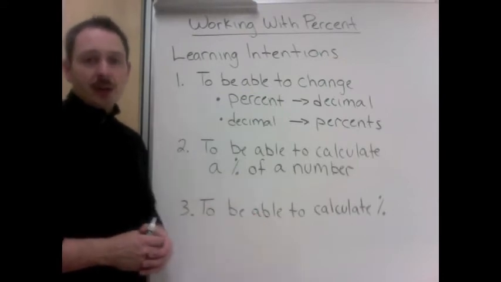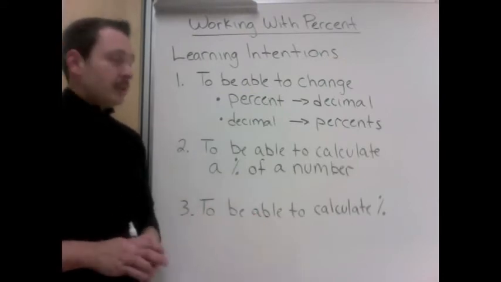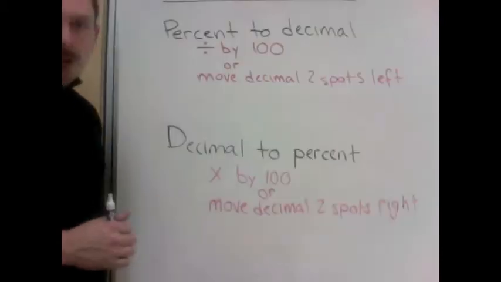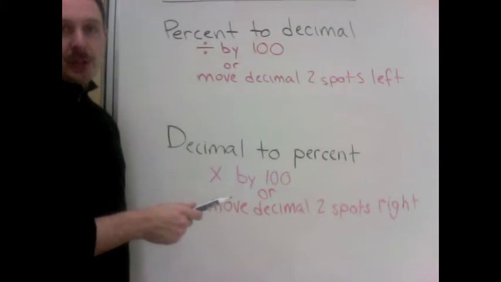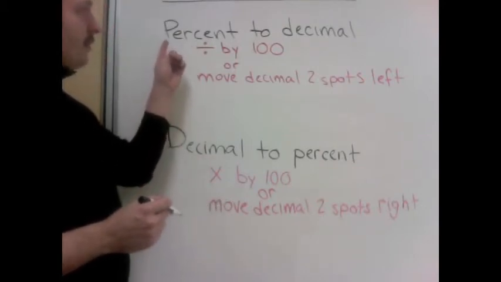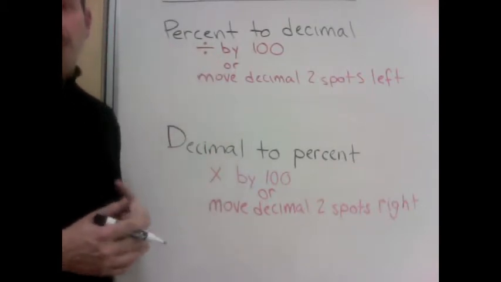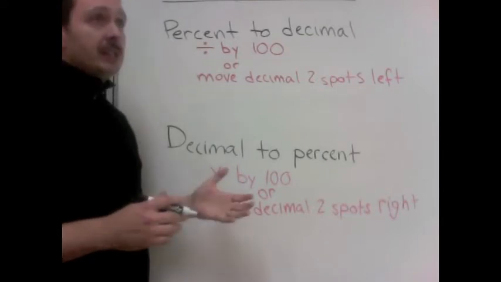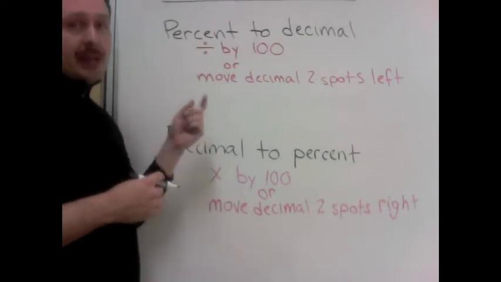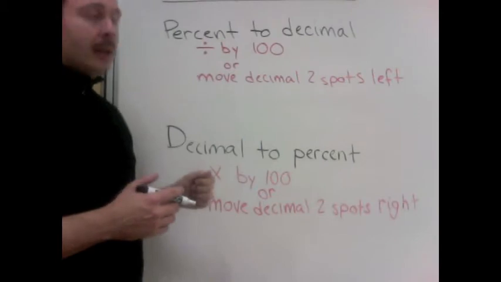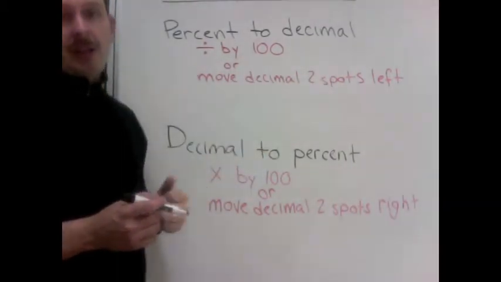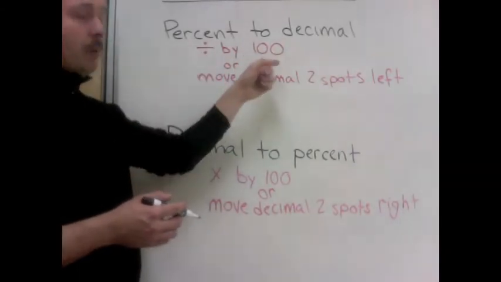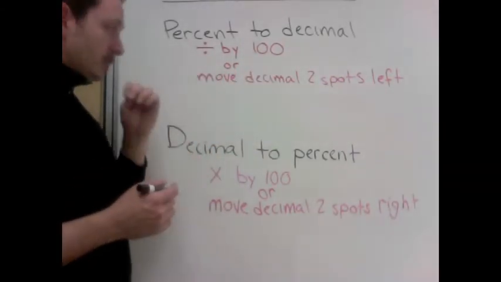On a test, if you got 75 out of 80 correct, what would the percent be? So the first part of the lesson will be changing from percent to decimal or decimal to percent. So first, to change from percent to decimal, there's two ways to do it. One, you could, in your calculator or in your head, take your percent and divide it by 100. The other method would be to move the decimal 2 spots to the left. Essentially, by dividing by 100, you are moving 2 spots to the left.